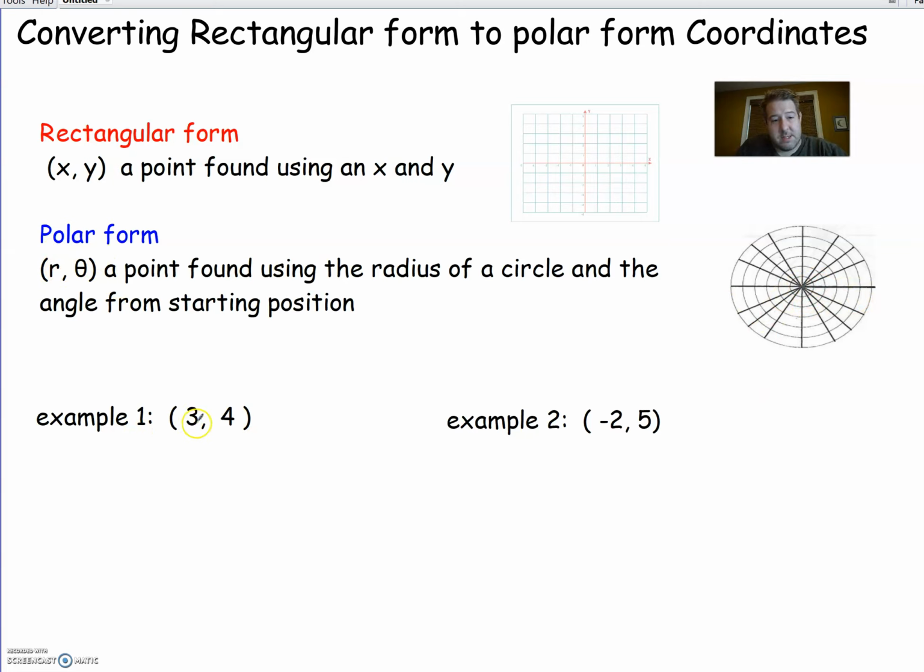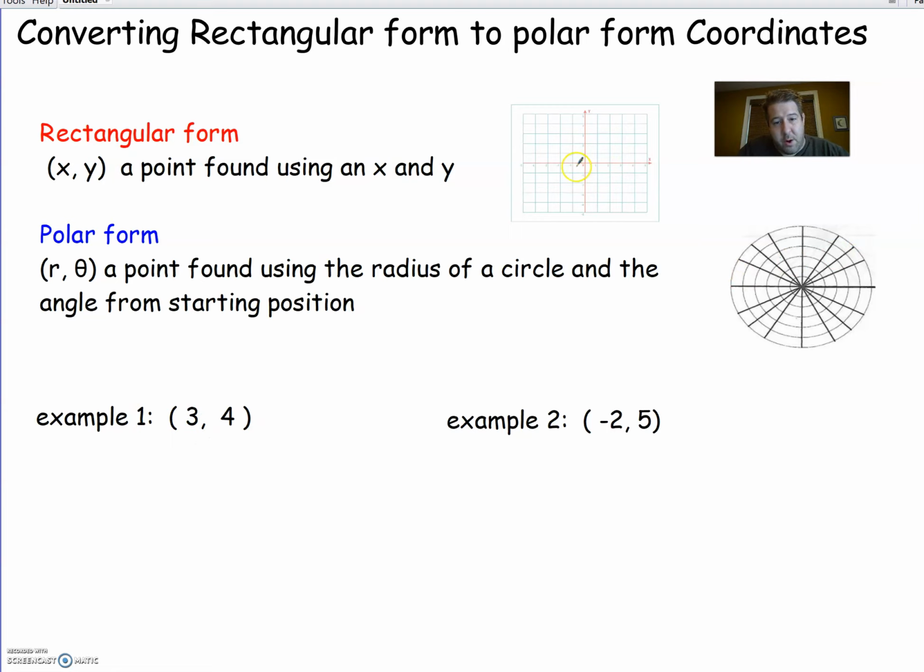Now, these are rectangular. These are XYs, and I can tell because there's no degrees. It doesn't say radians right here. So it's pretty clear that this is a rectangular form. Now, one of the things that we have done in the past is we have been able to find the angle when given a point in standard form. So two things I need to know. I need to know the radius, and I need to know the angle. So I'll start off with the radius.